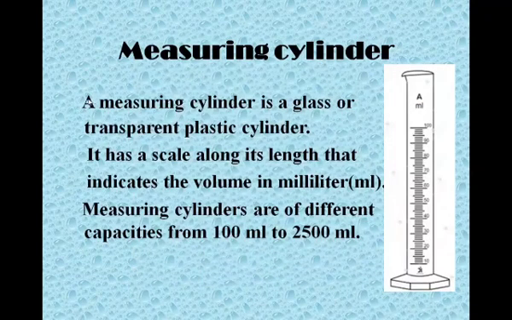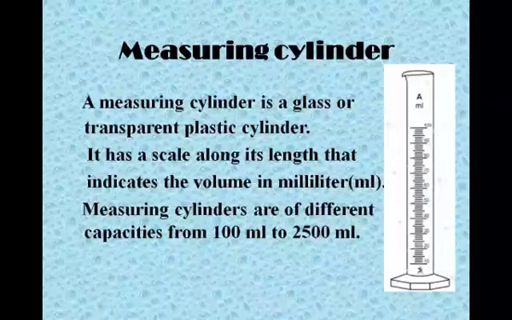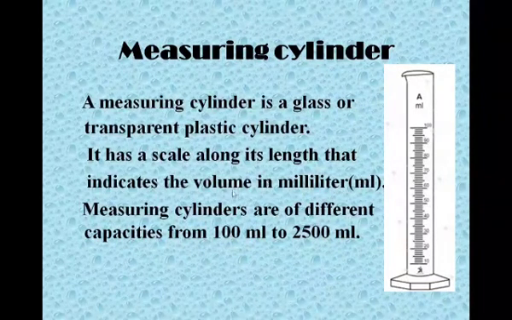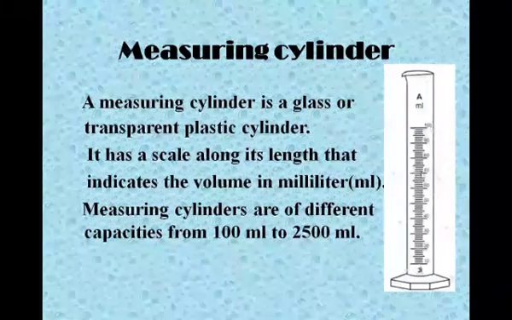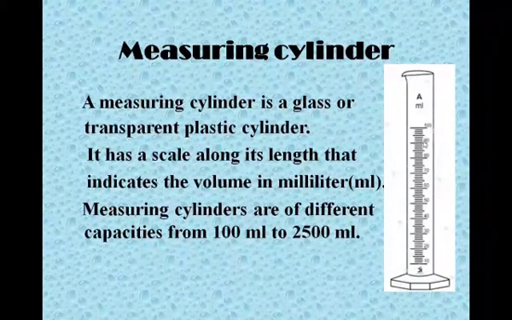Measuring cylinder. A measuring cylinder is a glass or transparent plastic cylinder. It means that the measuring cylinder is made up of a glass or transparent plastic cylinder. It has a scale along its length that indicates the volume in milliliter. Here you can see that it has a vertical scale along its length with the help of which you can take the reading. Measuring cylinders are of different capacities from 100 ml to 2500 ml, as you have seen before.